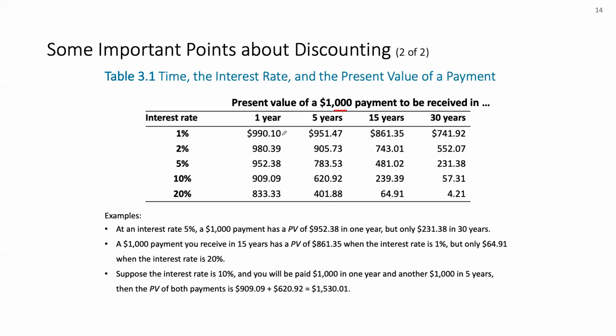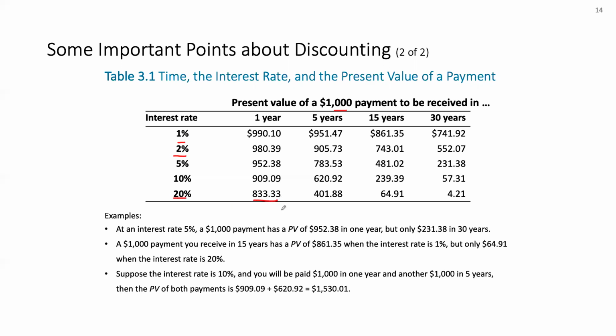So if I receive it 1 year from now, where the interest rate is 1%, then it's worth $990.10. Said otherwise, if I take $990.10 and stick it in a bank which pays me a 1% interest rate, then I would receive $1,000 one year from now, right? So instead, if the bank paid me 2%, I would have to put away only $980.39, and I would have $1,000 one year from now. So the higher the interest rate is, the lower the present value would be, right?